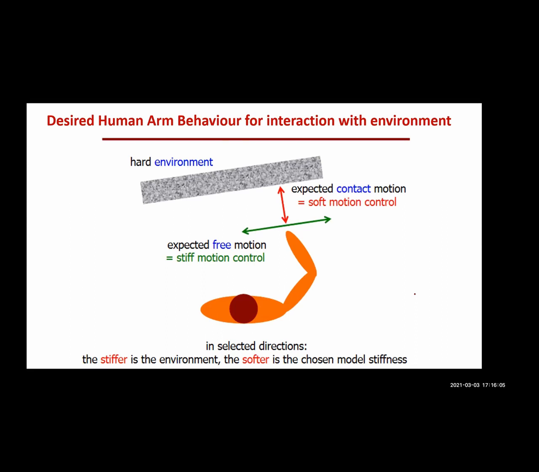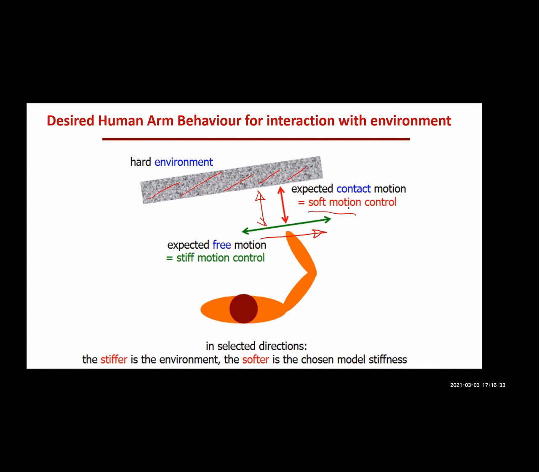So look at this example. This is a hard environment. Let's say this is a wall, and the human is pushing against the wall, and maybe you're trying to move in this direction, towards the green arrow. Now, your arm has to behave in a particular way. For example, if you're pushing against the hard wall, you must have soft motion control, or the stiffness should be low.